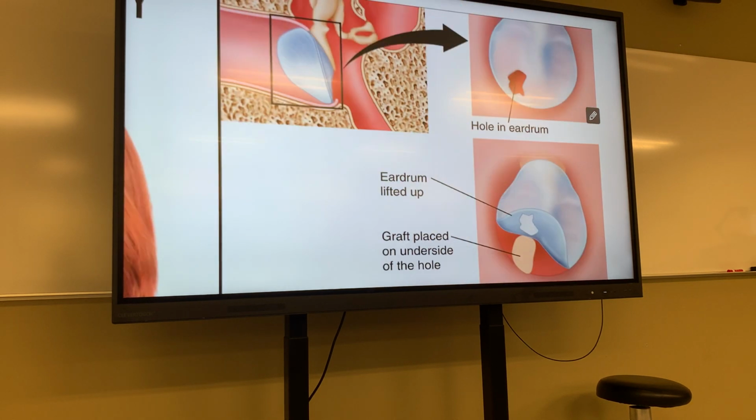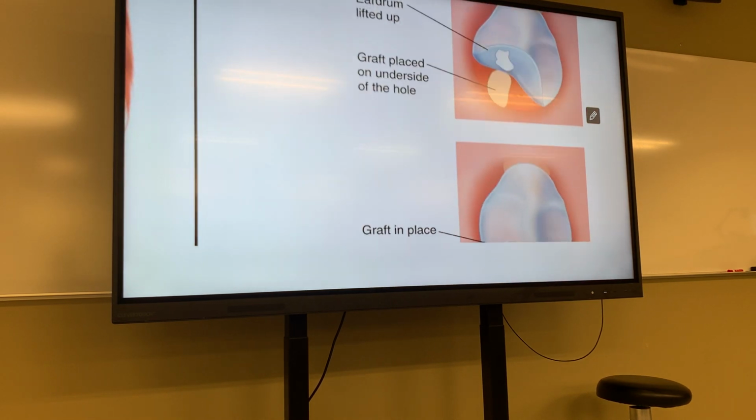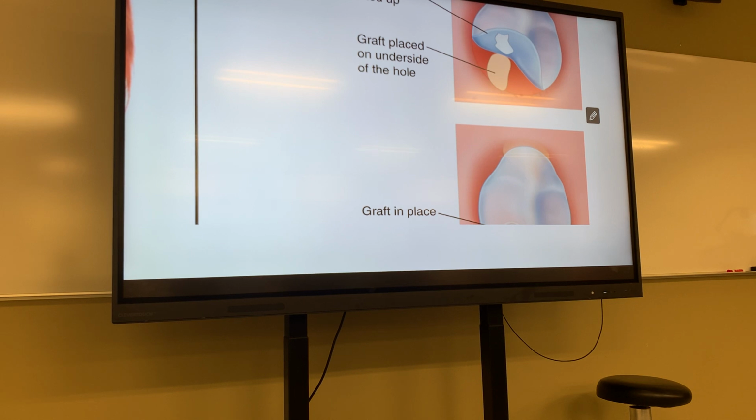Another surgery that they can have done is if their eardrum, their tympanic membrane, is ruptured, then they can actually patch it with a graft. So then it will be patched and hopefully those sound waves will be able to bounce off.